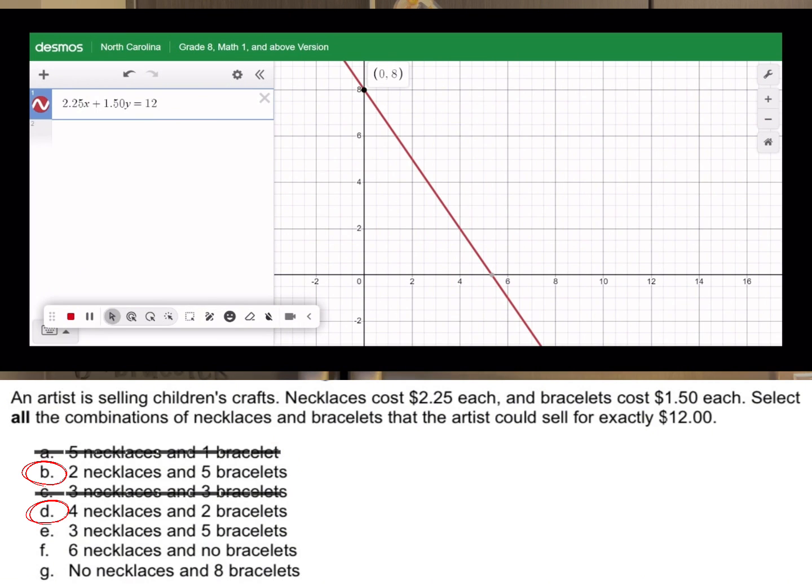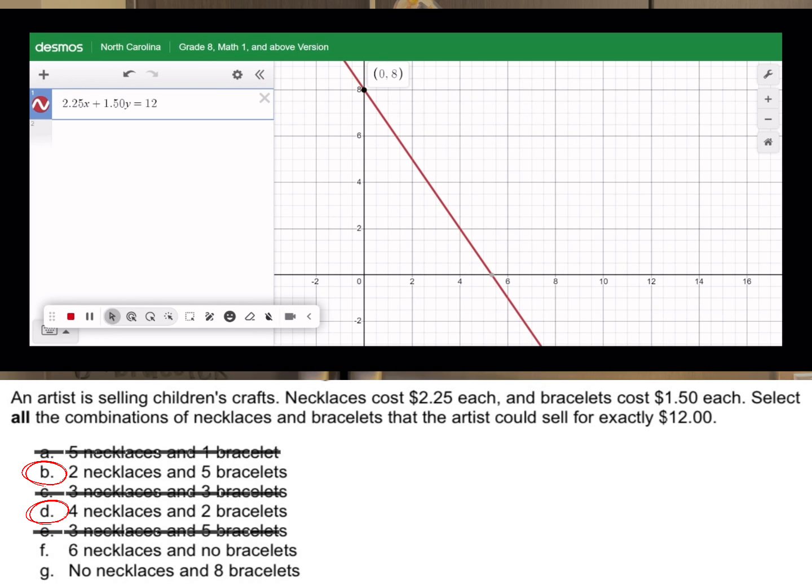Now it's asking for 3 necklaces, 5 bracelets. So I'm gonna go to where my X says 3. And my 3, dang, I can't land on it. My 3 comes with 3.5. No, that's not gonna work.